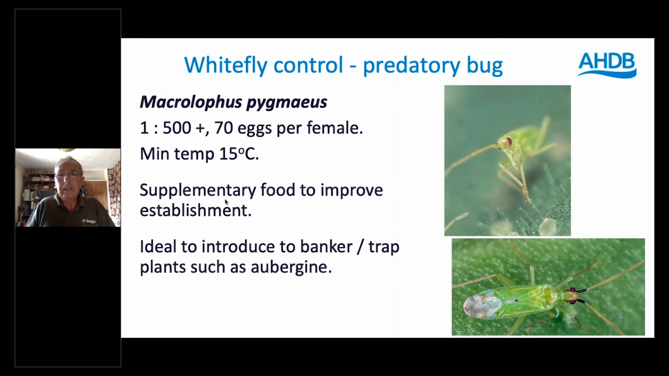Macrolophus is not used directly on poinsettia because they will not establish on poinsettia, but it is a very useful predator against all stages of whitefly, all species of whitefly. They also attack leaf miner and spider mites and other pests, but we have to use them on an alternate host plant. In the case that we're working on today, we're looking at aubergine as an alternate host plant for this particular whitefly predator.